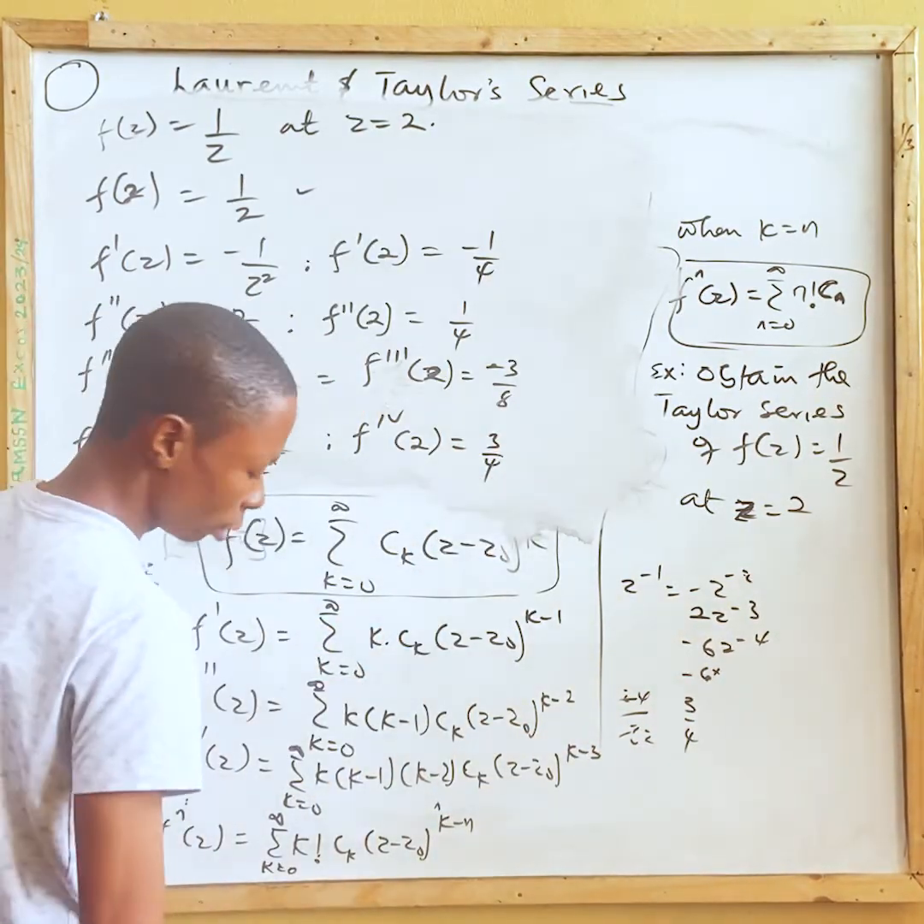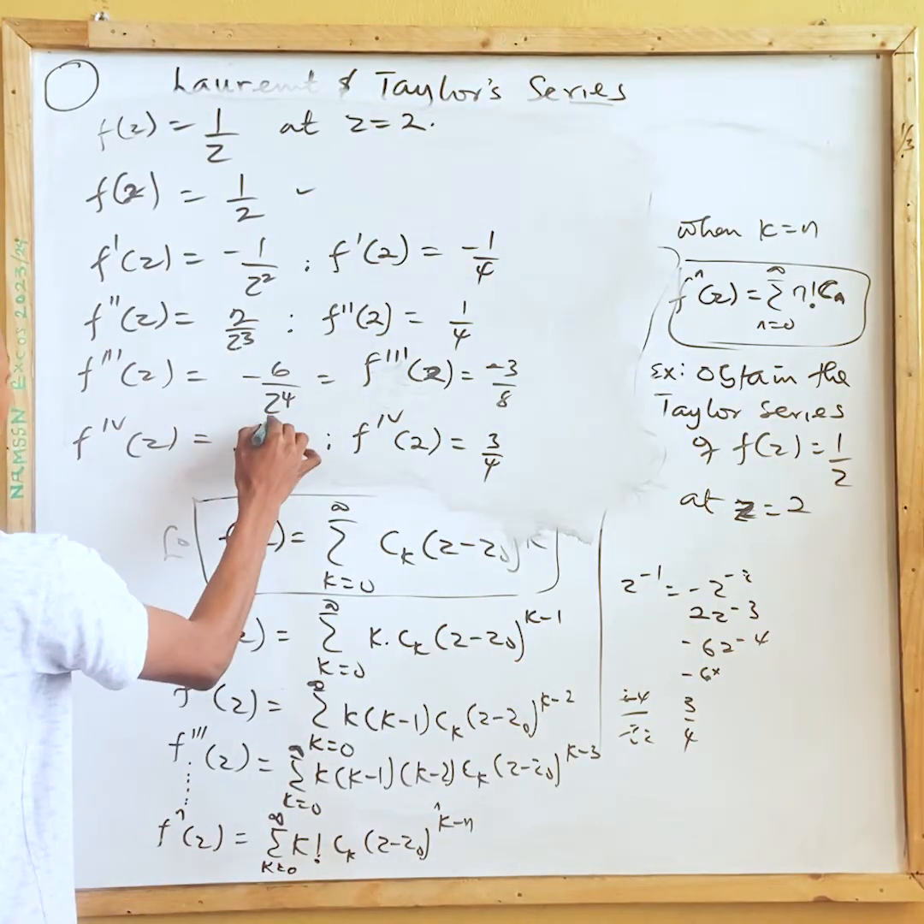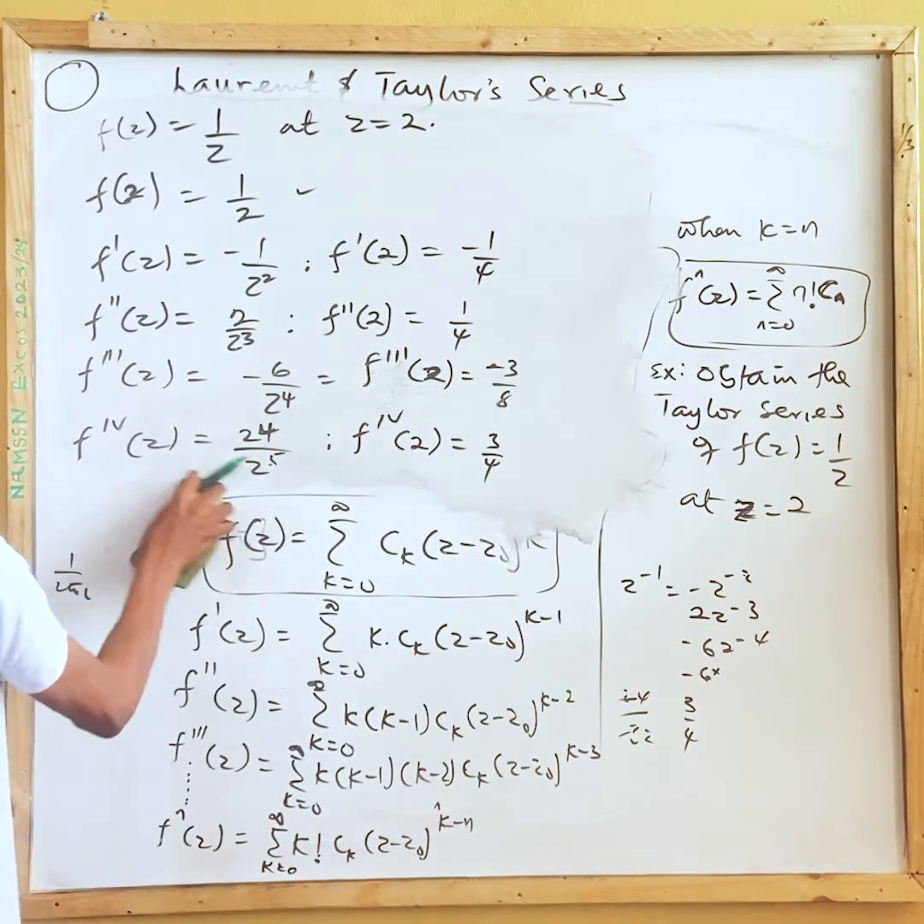So if I stop there, from there now I can generate the nth derivative. How do I get the nth derivative? Just look at the trend.